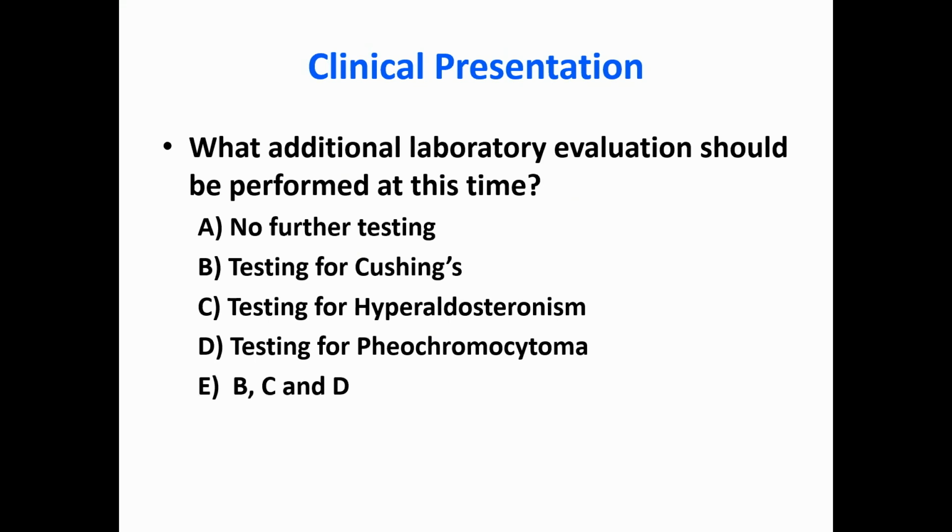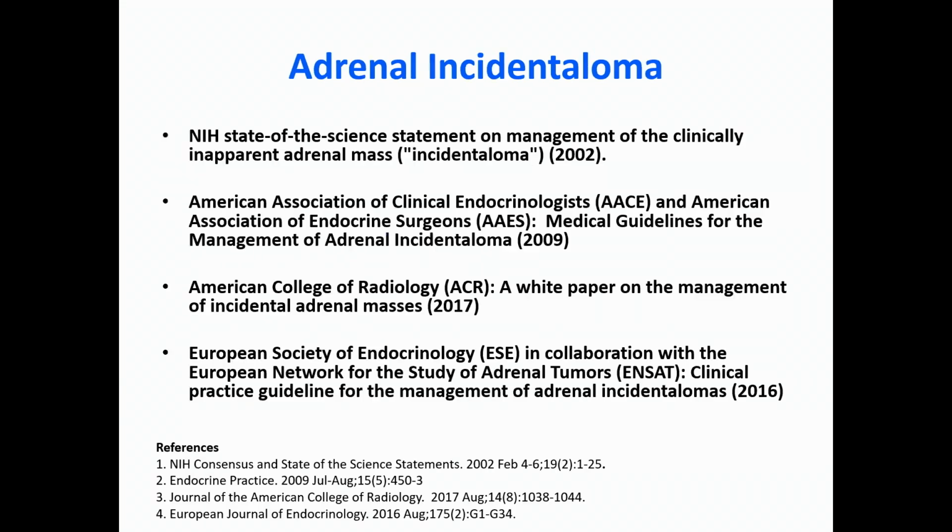So then the question comes up, what additional lab evaluation would you do in this patient at this time? And I have the 5 different potential options. A, no further testing. B, testing for Cushing's. C, testing for hyperaldosteronism. D, testing for pheochromocytoma. And E, all of the B, C, and D. So the answer to this is E, B, C, and D, and I will go through and explain this in the next few slides and throughout the rest of this talk.